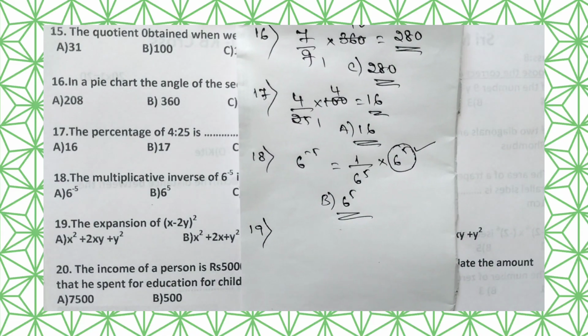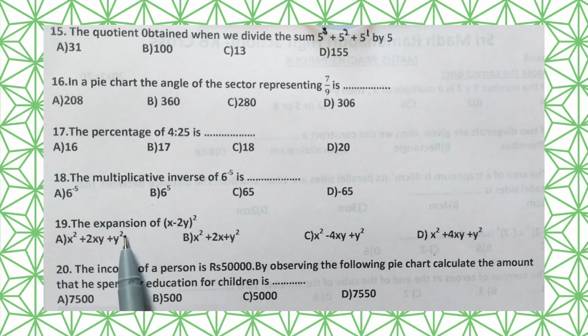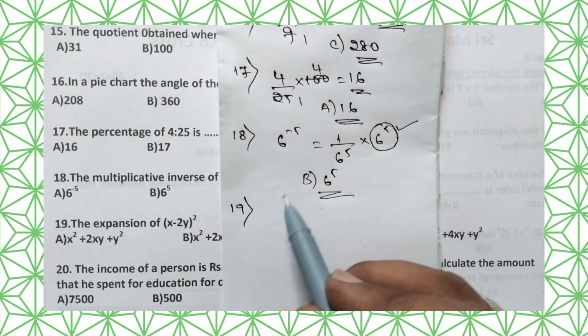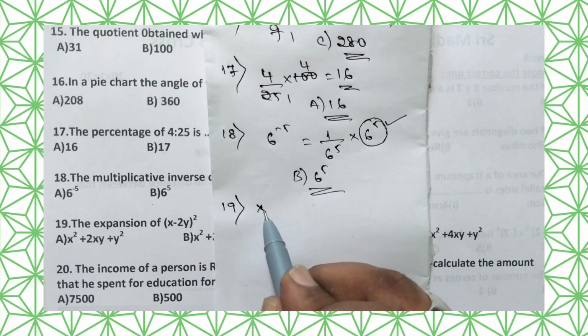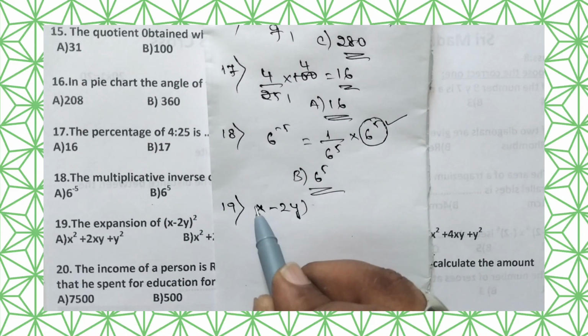Now let us move to the 19th question. The expansion of (x minus 2y) whole square. So now let us expand it. (x minus 2y) whole square.